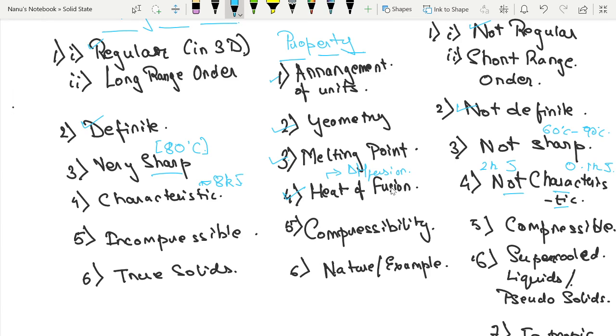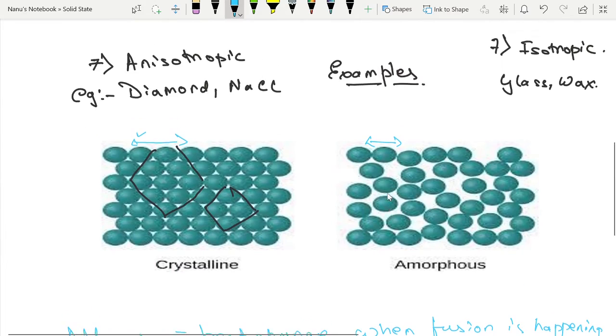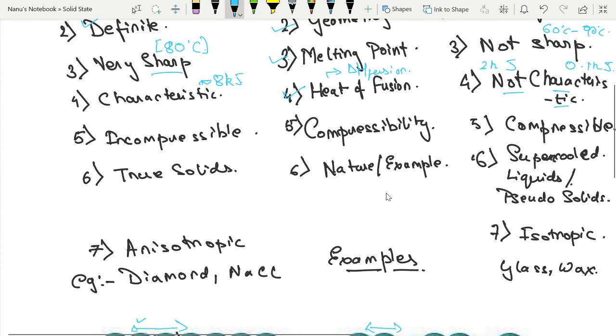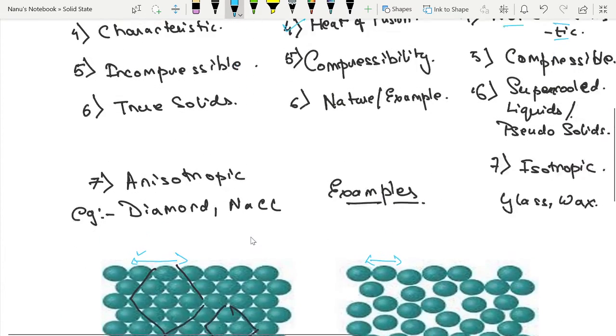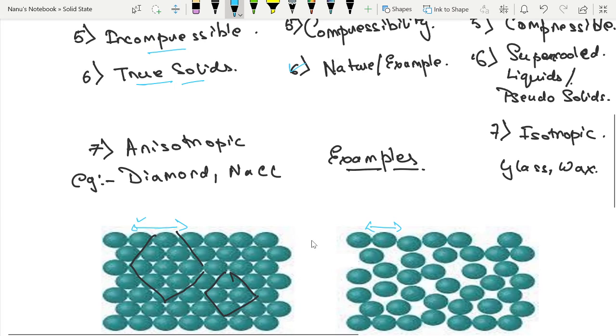So now I'll talk about compressibility. Crystalline materials are incompressible. You cannot really compress them, and that is because of their nature, because they are true solids. As you can see, solids are very tightly packed. That's why they are incompressible.